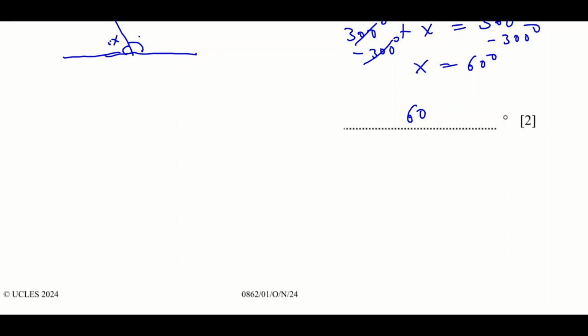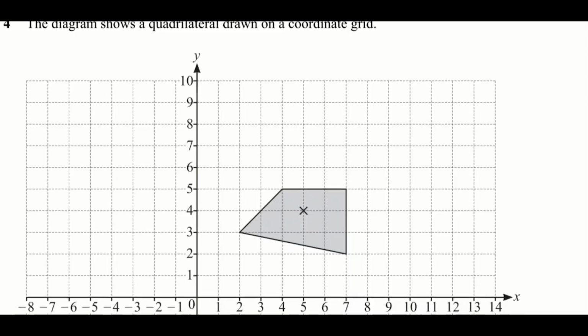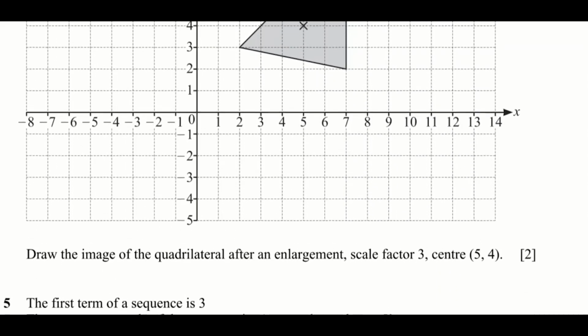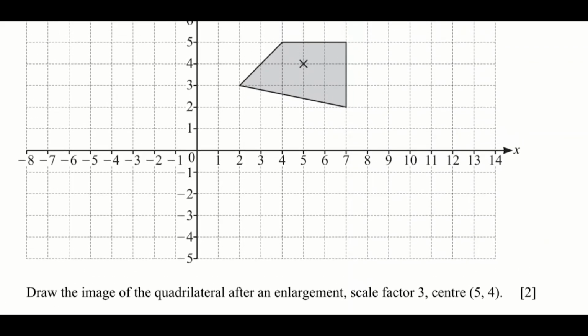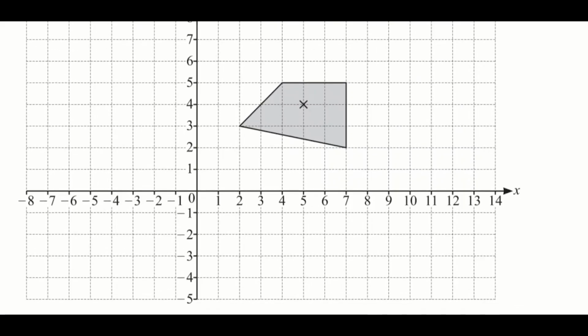That will be question 4. The diagram shows a quadrilateral drawn on a coordinate grid, as you can see here. Draw the image of the quadrilateral after an enlargement, scale factor 3 and center of enlargement is (5, 4). So this is the center of enlargement. It has been indicated on the grid, and the scale factor is 3. The best practice is to label the vertices of this shape. So we can label this A, B, C, and D.